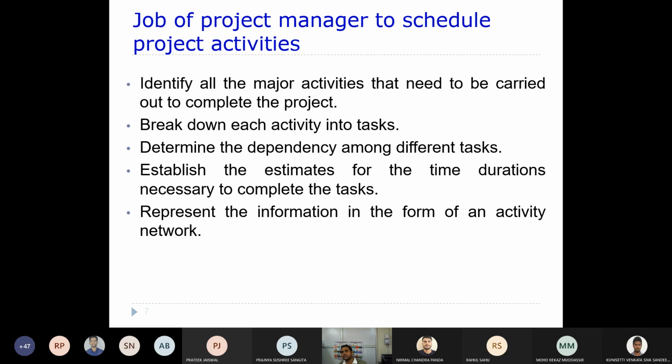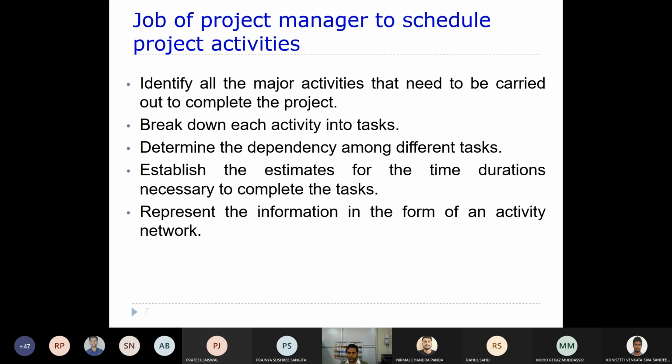Then establish the estimates for the time duration necessary to complete each task. So then you will be estimating how much time you really require for each and every task. Okay, then represent the information in the form of an activity network. So we present all of this information in the form of an activity network. We will talk about what an activity network is later on. Okay, so as of now you understand these are the things.